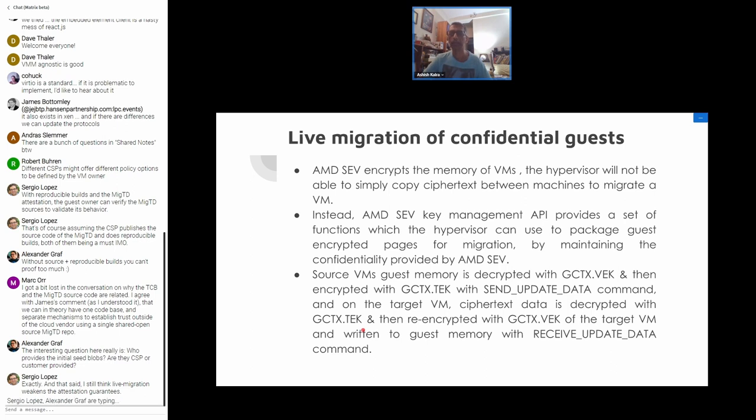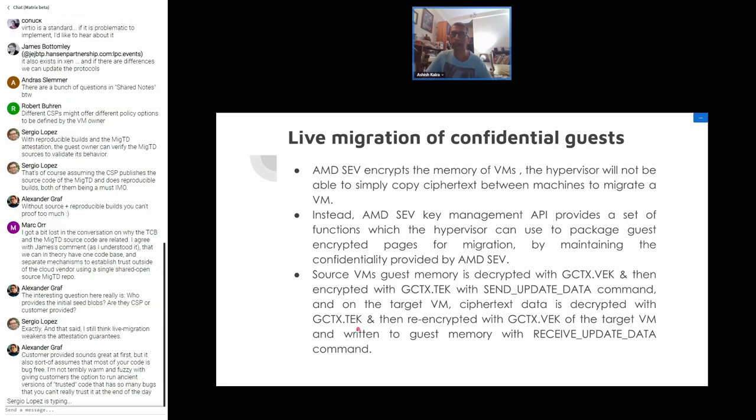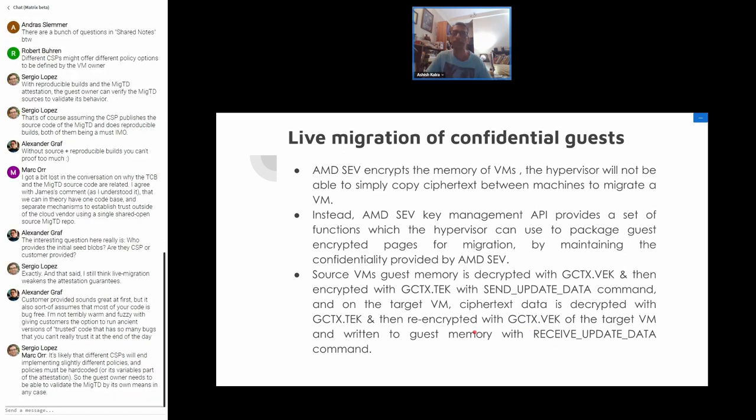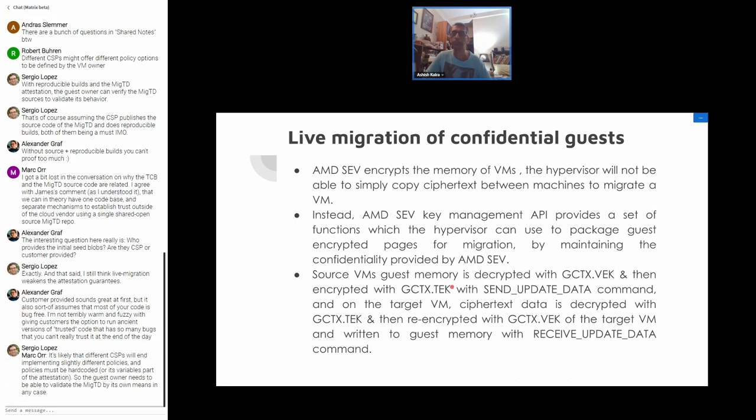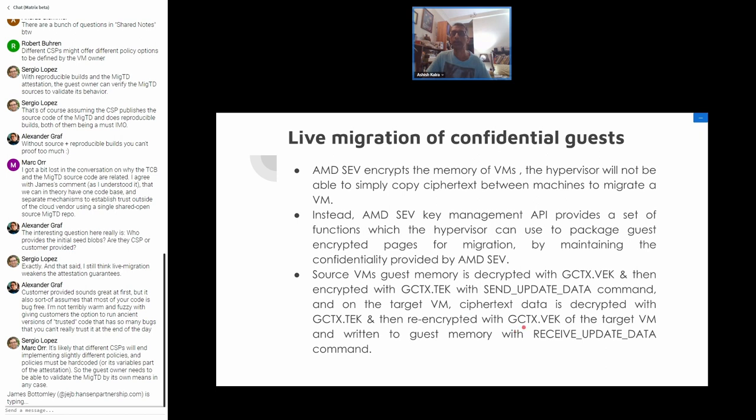Then there are specific commands like send update data and receive update data, which are used to send the ciphertext data between the two VMs, the source and the target side. The send update data command first decrypts the guest VM data using the guest-specific VM encryption key and then encrypts it with the migration key. Then the ciphertext data is transmitted.